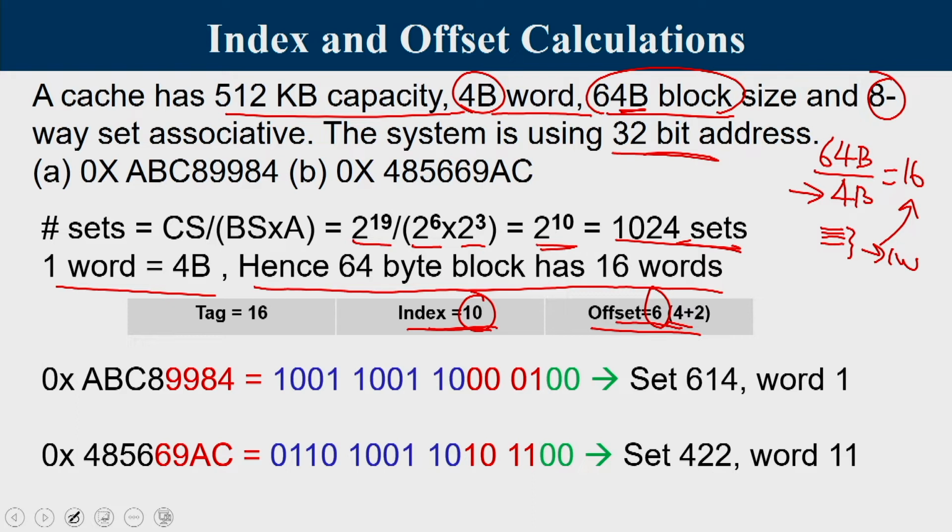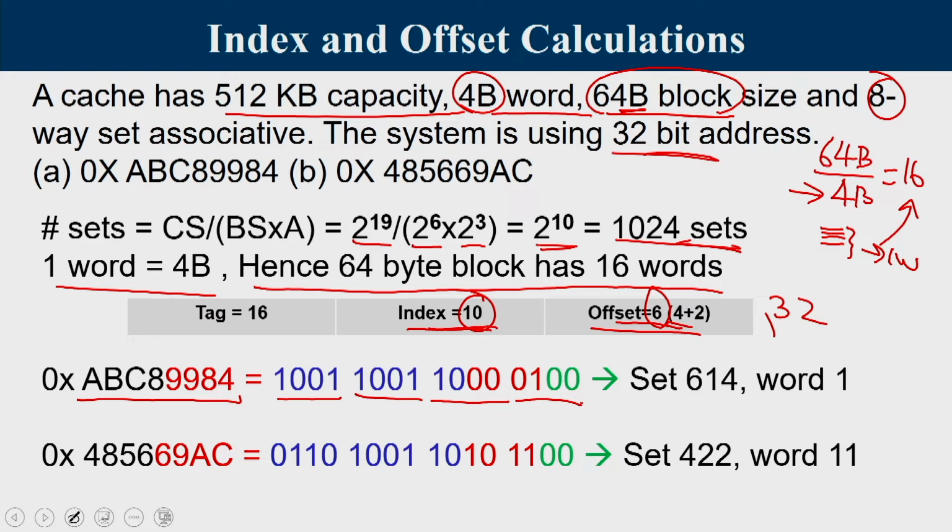So, let us now consider the address 0xabc89984. We have seen that the physical address is 32-bit: the most significant 16 bits are the tag, the next 10 bits are the index, and the last 6 bits are the offset. In this address, the red portion constitutes the last 16 bits. I am expanding the last 16 bits: 9 stands for 1001, again 9 is 1001, 8 is 1000, and 4 is 0100.